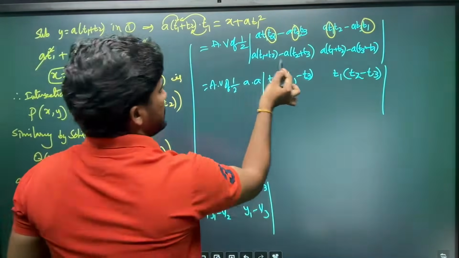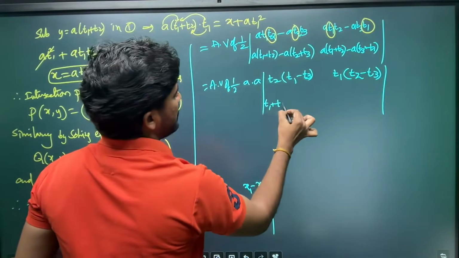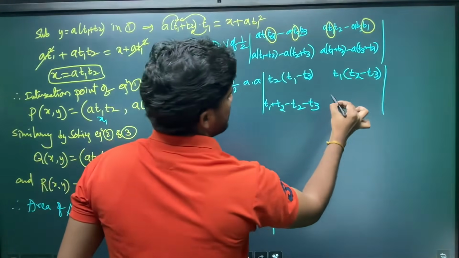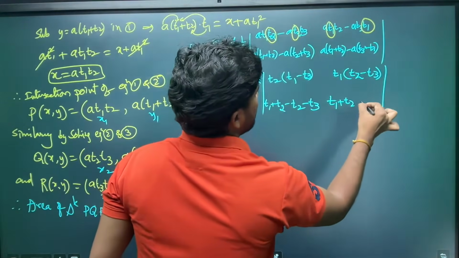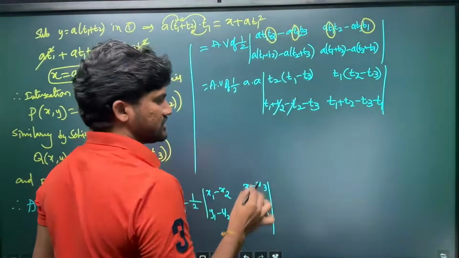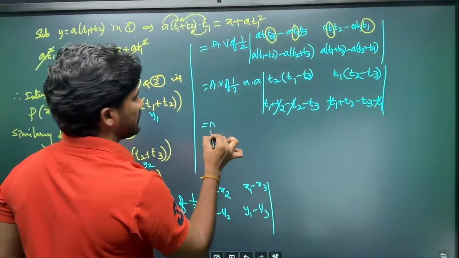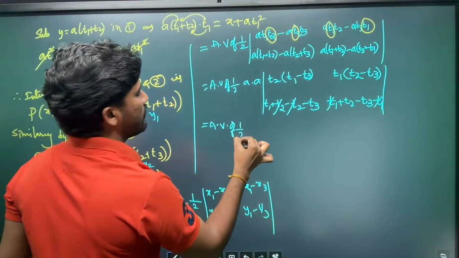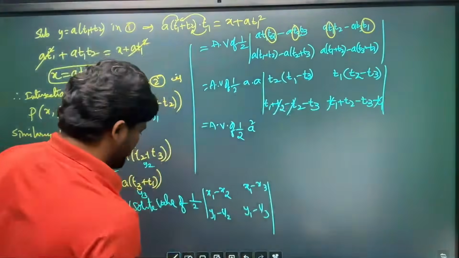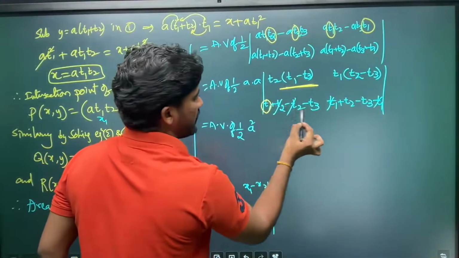Next see, already a we have taken common, so the remaining values we just multiply: t1 plus t2 minus t2 minus t3. Next t1 plus t2 minus t3 minus t1. So plus t2 minus t2 cancel, plus t1 minus t1 gets cancelled. Therefore absolute value of 1 by 2 into a square. See here t1 minus t3, and here you have t1 minus t3.